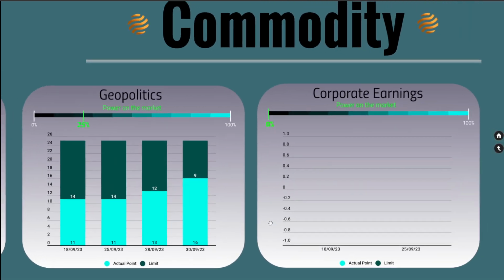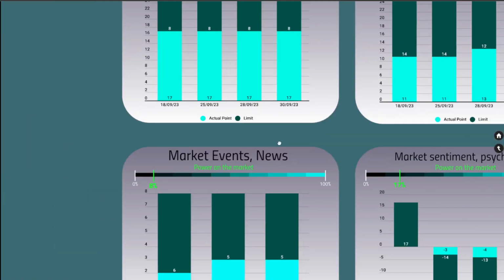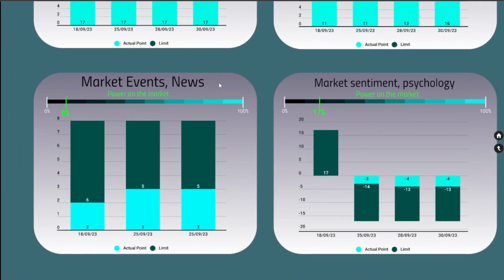Basically, corporate earnings has no effect on the commodity market, but the market events and news could be a maximum of 8% power, and we got only 3 points. So this is very weak. It's still positive, but very weak power.